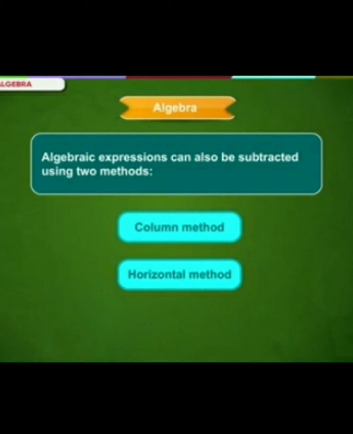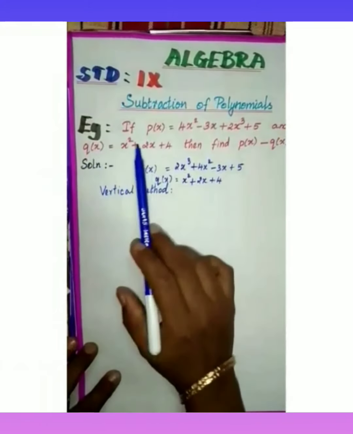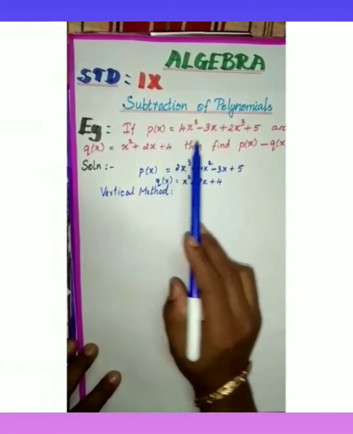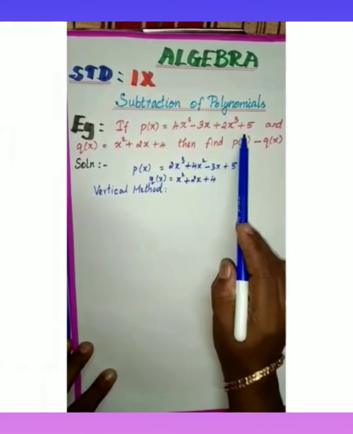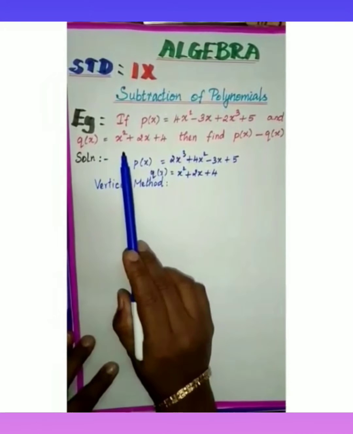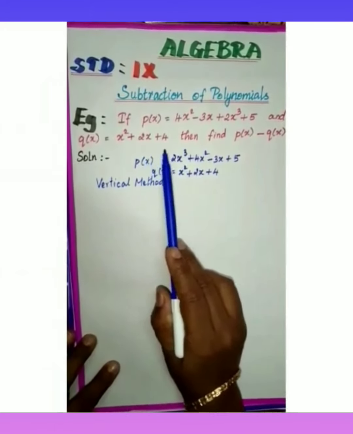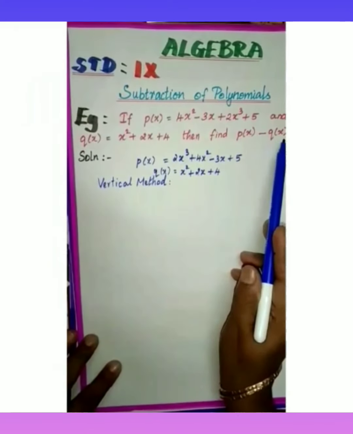Algebraic expressions can also be subtracted using two methods. One is column method and another one is horizontal method. Let us see one example problem. If p of x equal to 4x square minus 3x plus 2x power 3 plus 5 and q of x equal to x square plus 2x plus 4, then find p of x minus q of x.